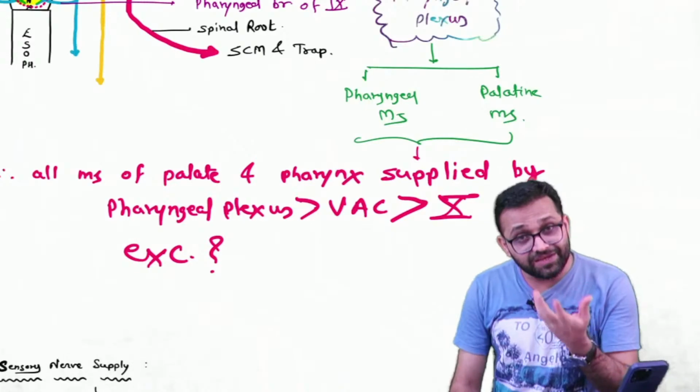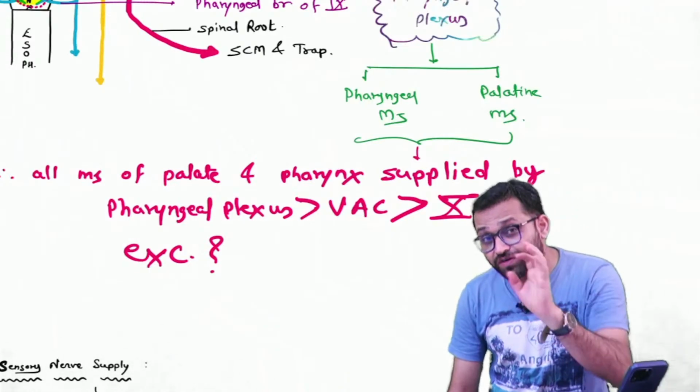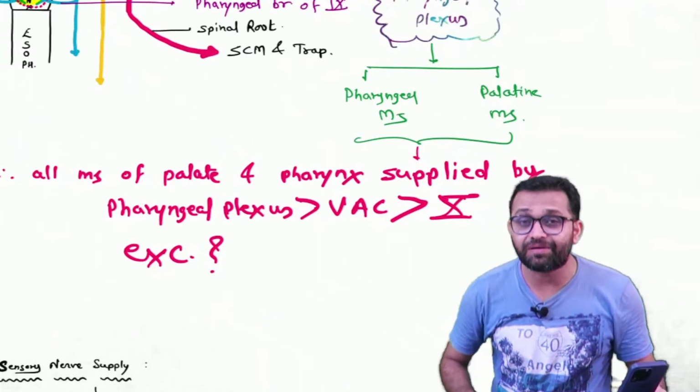Sir, it is a derivative of which arch? It is a derivative of the first arch. So it is supplied by the nerve of the first arch. The answer is the mandibular nerve.